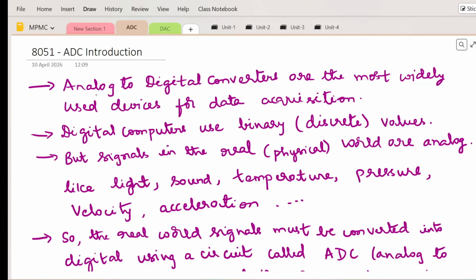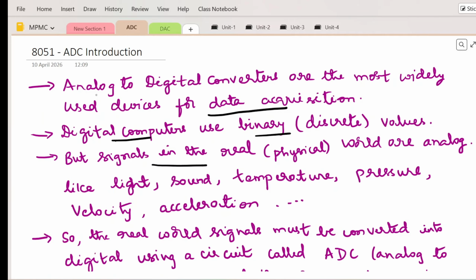In this video, we are going to discuss the introduction of ADC, A to D converter, and DAC, D to A converter. Here, the A to D converters and D to A converters are most widely used devices for data acquisition. We know that digital computers use only the binary values, zeros and ones.